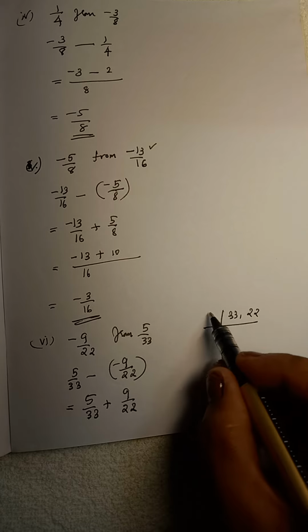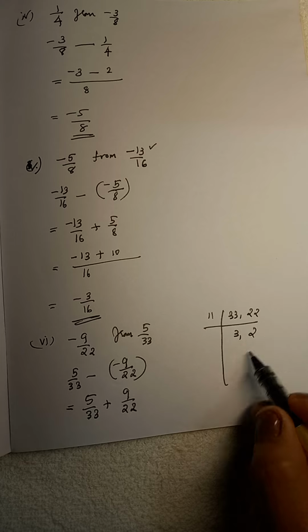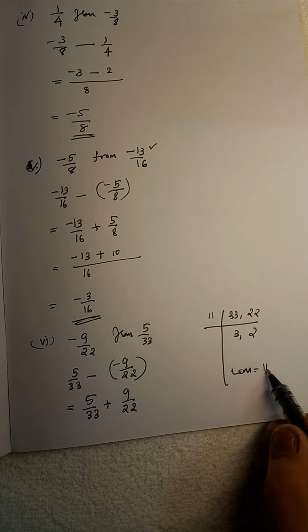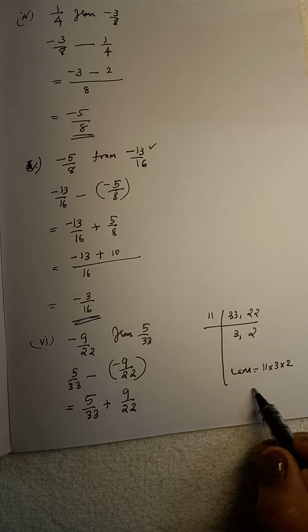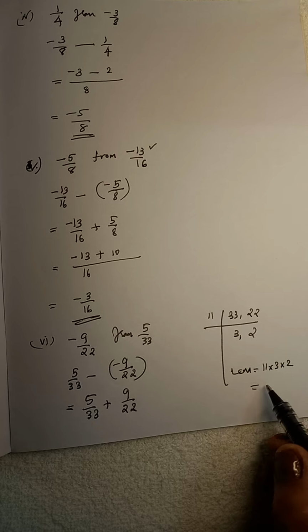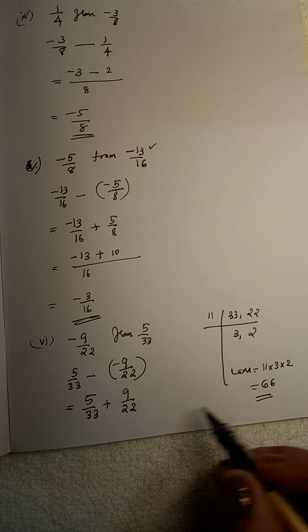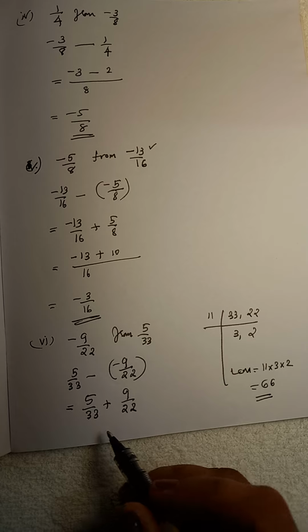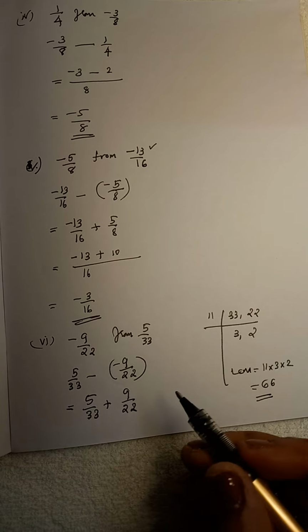33, 22 with 11, 3 and 2. So the LCM is 11 into 3 into 2. That is 3 into 2, 6. 6 into 11 is 66. Now we can write the common denominator as 66 in the next page. So the common denominator is 66.